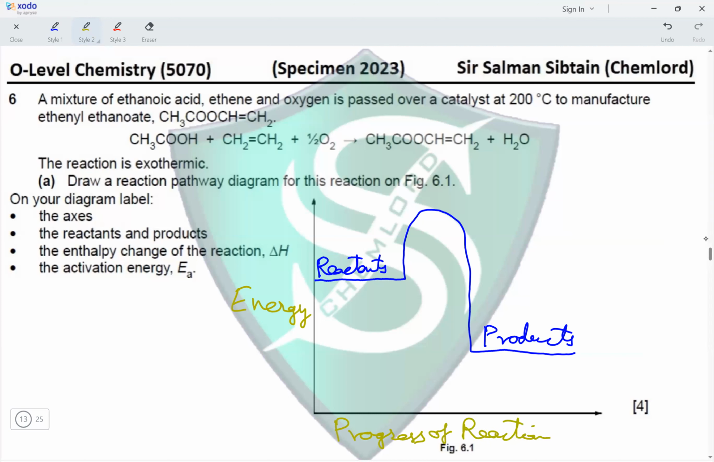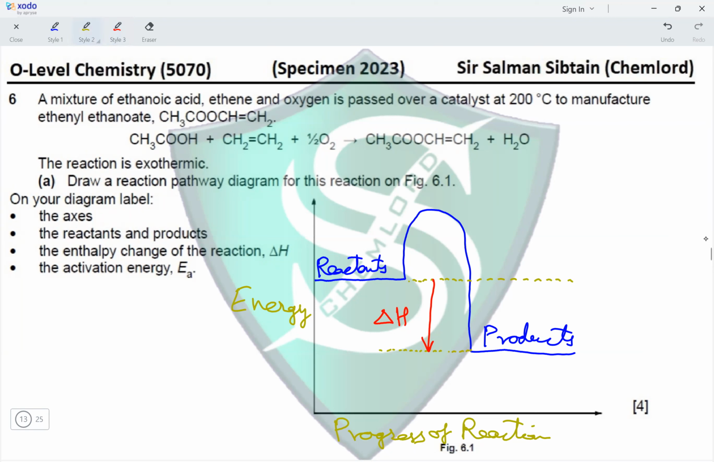Okay, now we will label the parts of the diagram in which we will be able to show the enthalpy change that takes place and the activation energy. So first the enthalpy change. The enthalpy change is the difference between the energies of the reactants and products. So we will write enthalpy change between these two dotted lines. And since energy is given off, the arrow will be pointing downwards. This is the enthalpy change, which is represented as delta H.